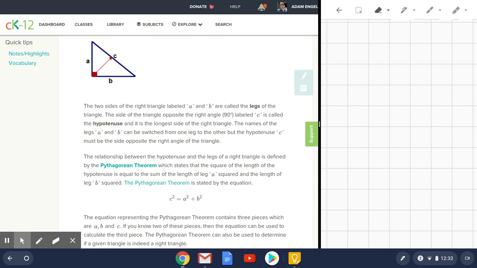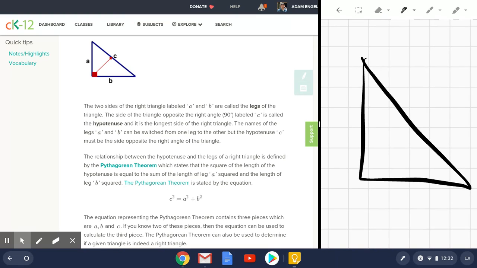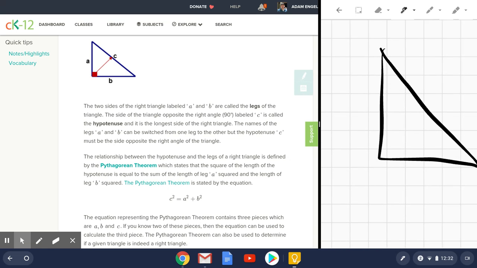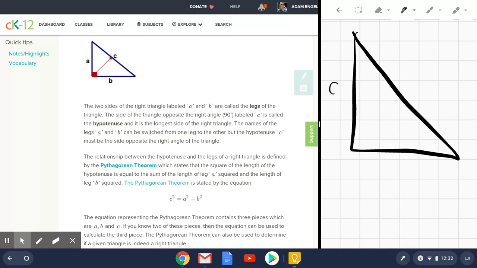So, in your notes, draw a right triangle like this, right? The 2 sides of the right triangle are labeled A and B. These are called legs of the triangle. So our 2 sides, A and B. The side of the triangle opposite the right angle, the one that goes along with the right angle, so you can see how every angle has a counterpart. Our counterpart to our right angle is this line right here, the hypotenuse.